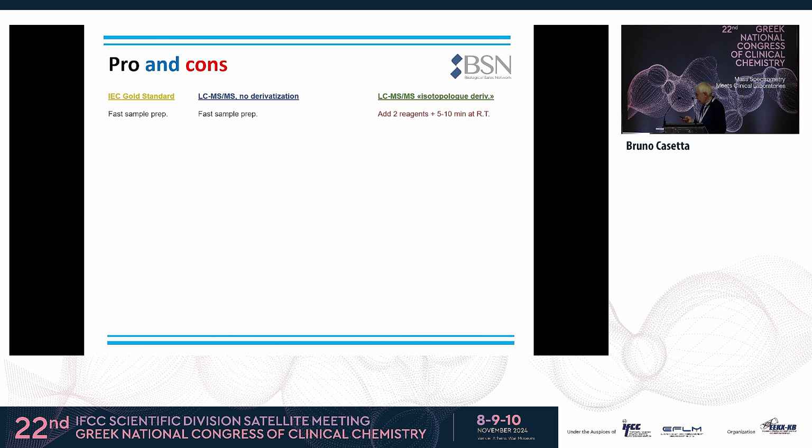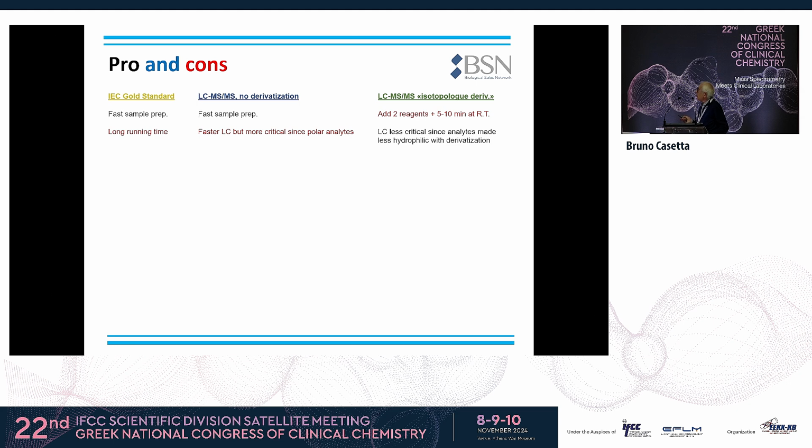Now, if we look at the first point of comparison, a criticism can be made in front of the fast sample preparation of these two techniques, where we do simple protein precipitation with either sulfosalicylic acid or an organic solvent, whereas here we have to add the two reagents. And keep in mind that 5 and 10 minutes is just to be on the safe side, but the reaction is at room temperature and very, very fast with the reagent we are using.